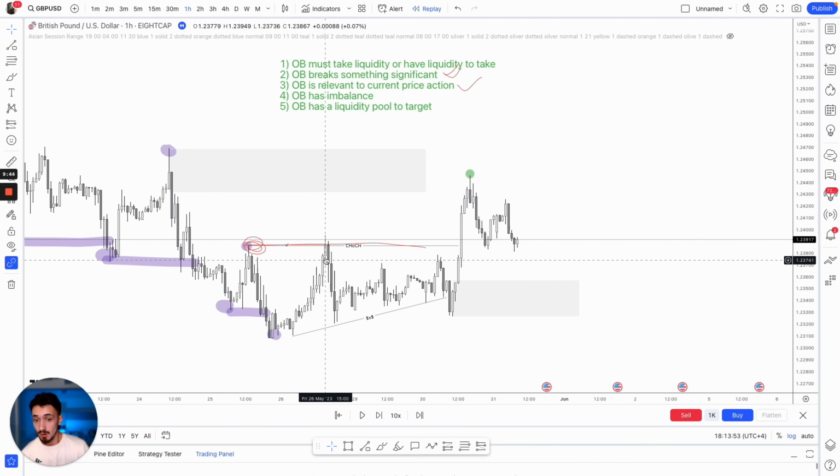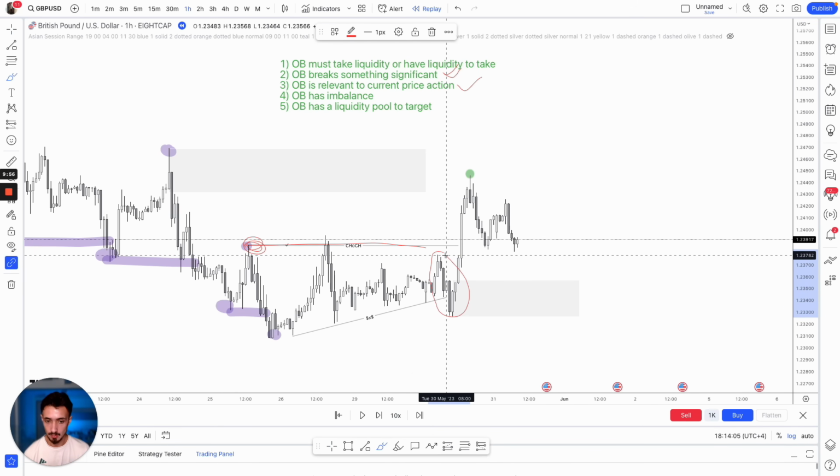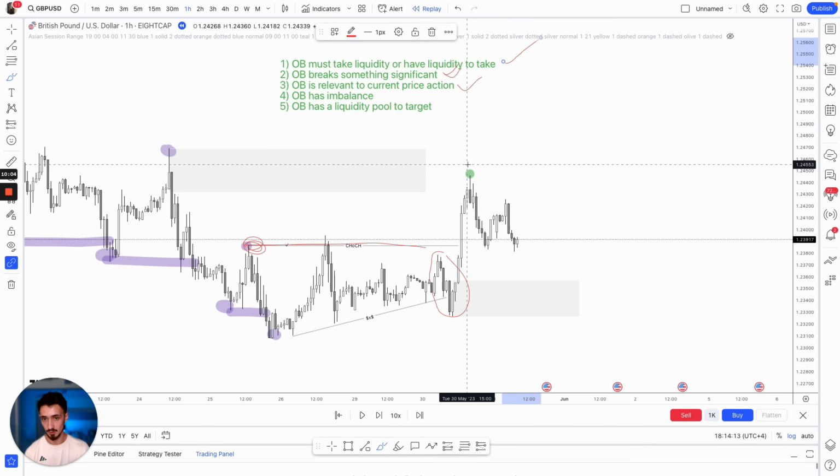Price makes a low, pushes up. Second bounce, pushes back up. Third bounce, where all the retail guys are taught to buy and then place their stop loss. What happens? Price dips down into the liquidity before reacting and then shifting to where it wants to go. So price very clearly takes an area of liquidity.